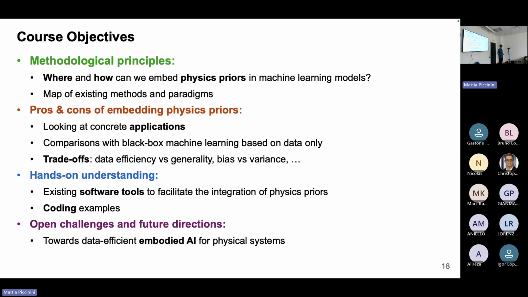I would like to make this a bit interactive, also based on your experience, maybe on the problems you face in your concrete everyday research. Of course, we will have a bias towards embodied AI applications, at least because it's the field that I work on, and Gastone also. But we're open to discussing other fields of interest.